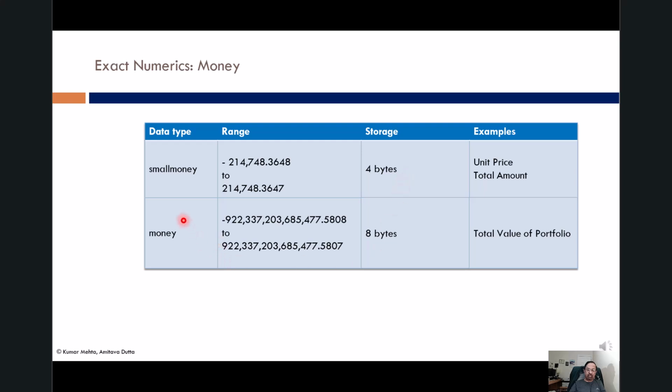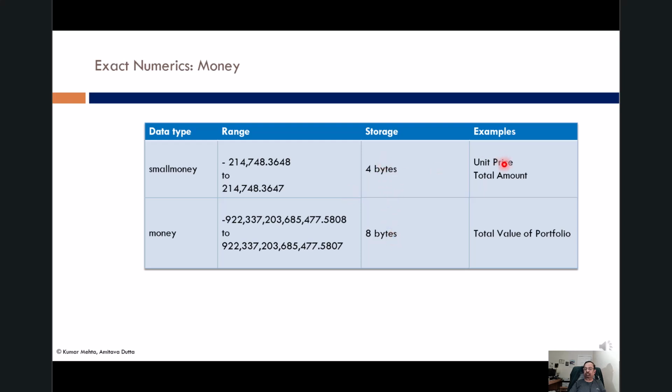Money as a data type takes up 8 bytes, so it takes up more space, but it allows you to store a larger range of values. And notice the precision: there are 4 places after the decimal point that it stores for both small money and money. So it's not a huge precision. You don't have 16 places after the decimal point, for example. But the difference between small money and money is the range of values that can be stored, and also the amount of storage that it takes.